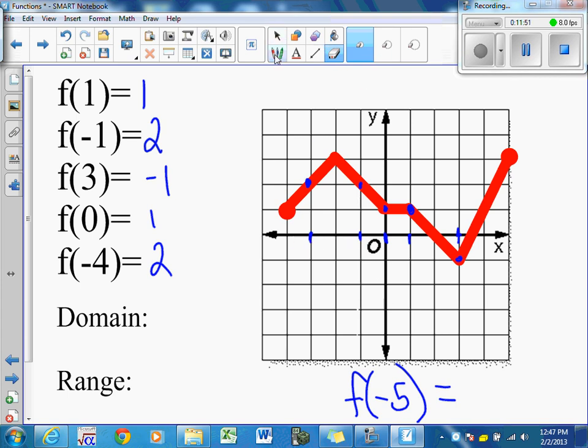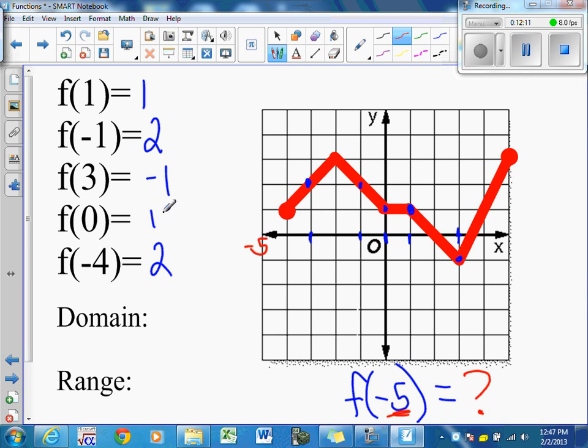Yep, I do want to do that. f of negative 5. Well, if you come to negative 5, which is right here, there's no functional value. It's undefined. This value of negative 5 doesn't work in this function. So it's not in our domain.